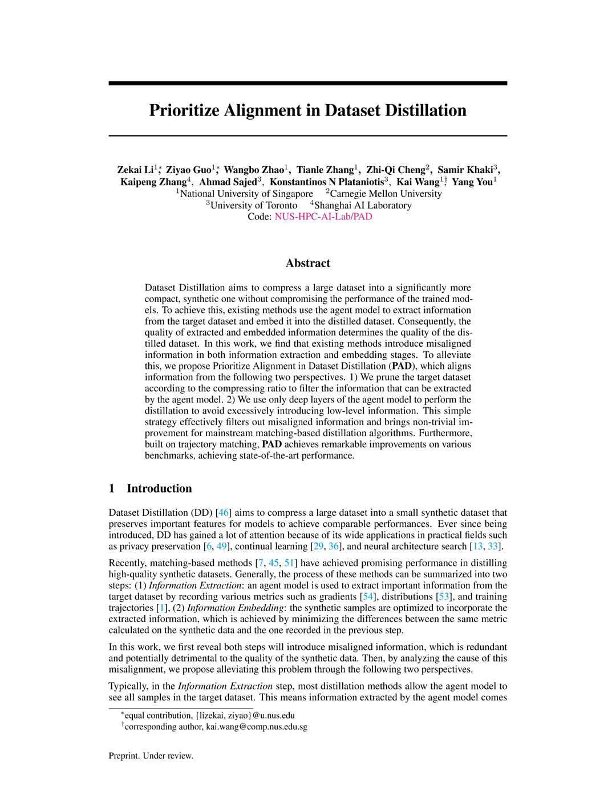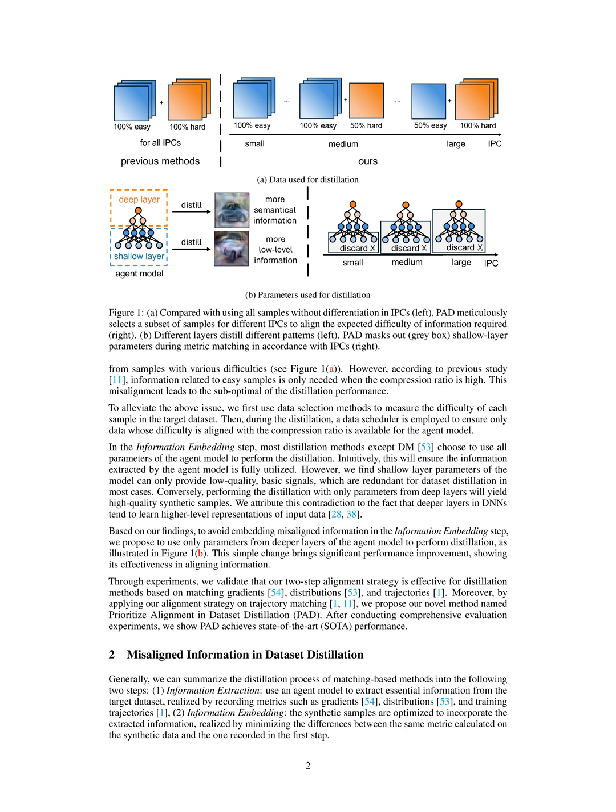PAD improves upon previous methods by implementing a data selection strategy that filters out samples based on their difficulty, ensuring that only data aligned with the compression ratio is used for distillation. Additionally, it employs a parameter selection module that focuses on using only the parameters from deeper layers of the agent model, which capture higher-level representations, thus avoiding the redundancy introduced by shallow layers.